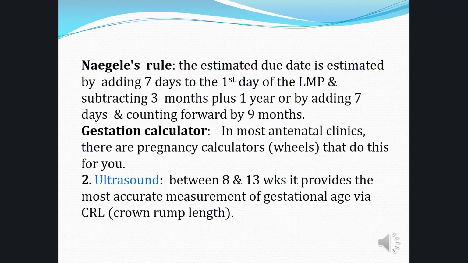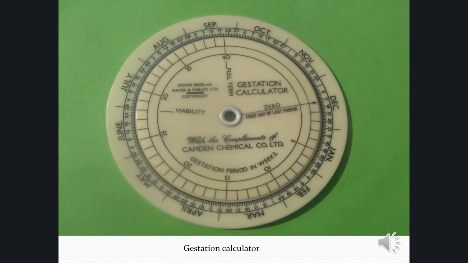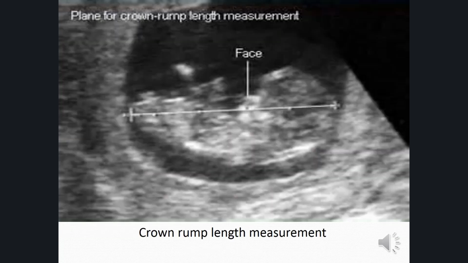Number 2, ultrasound between 8 and 13 weeks. It provides the most accurate measurement of gestational age via crown rump length, CRL. Here, the gestational calculator or the wheel can calculate the date for us. This is the weeks, this is the months, date. Here by ultrasound, as we said, crown rump length measurement. This is the fetus.